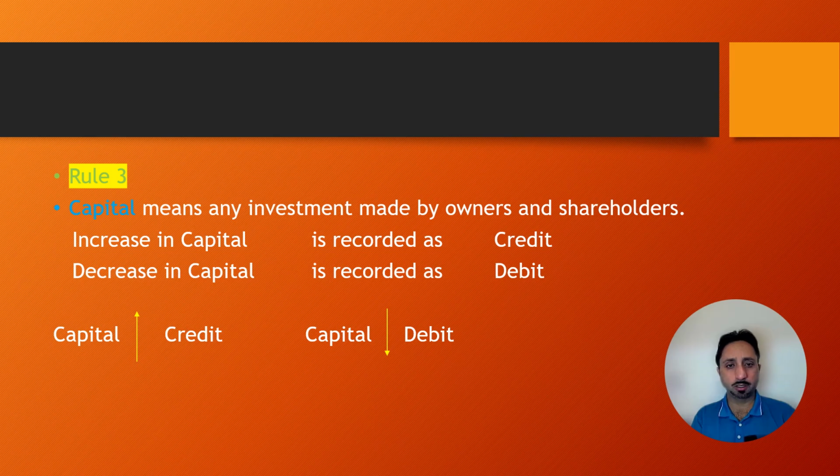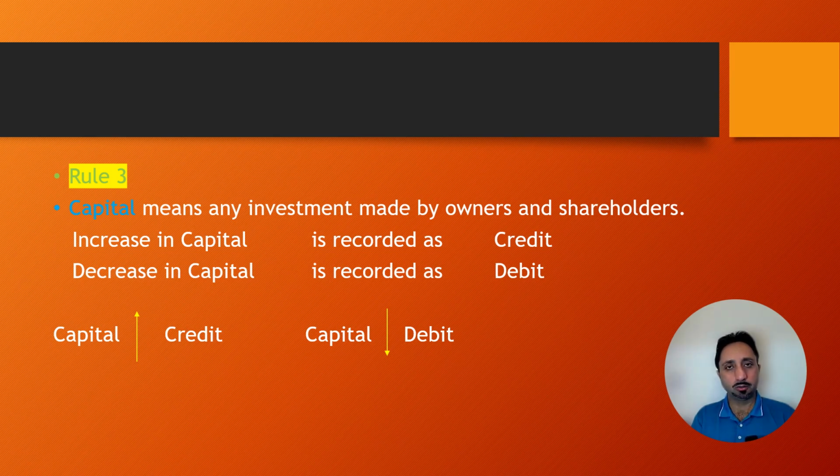Rule number three says whenever there is increase in capital, it has to be recorded as credit entry, and when there is decrease in capital, it has to be recorded as debit entry. Capital means any investment made by owners and shareholders of the business. Now, rule number two and rule number three seem to be similar, because here we have capital, there it is liabilities, but in both cases, whenever there is increase, it is recorded as credit entry, and when there is decrease, it is recorded as debit entry.